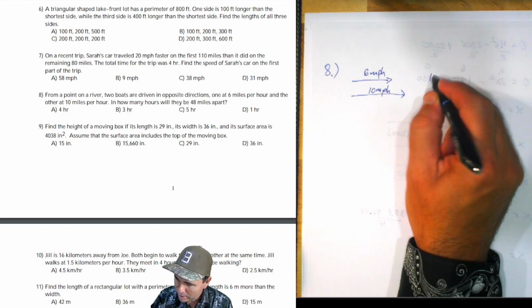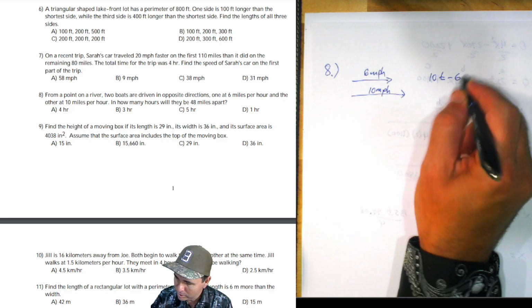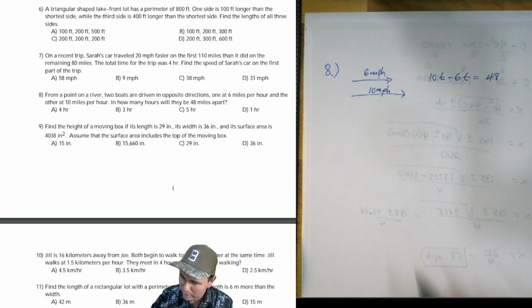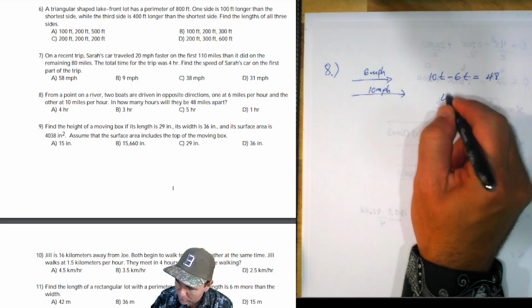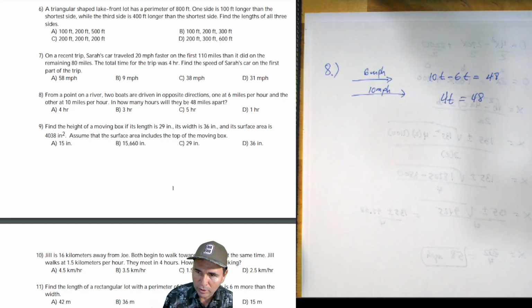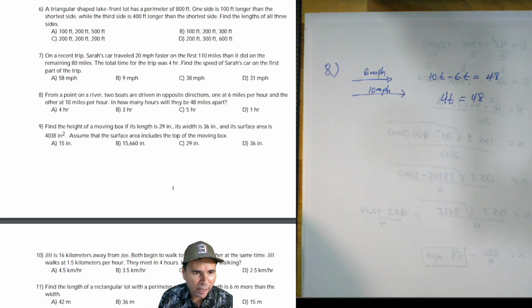So 10 times t minus 6 times t is going to equal to 48 miles apart. This seems very natural, right? 10t minus 6t, that's 4t, is equal to 48. And I'll let you finish the rest on your own, okay? Let's take a look at number 9.